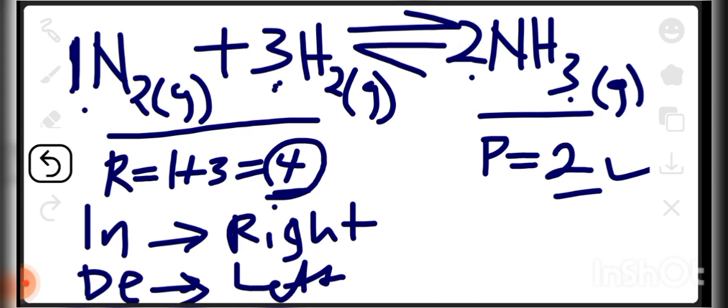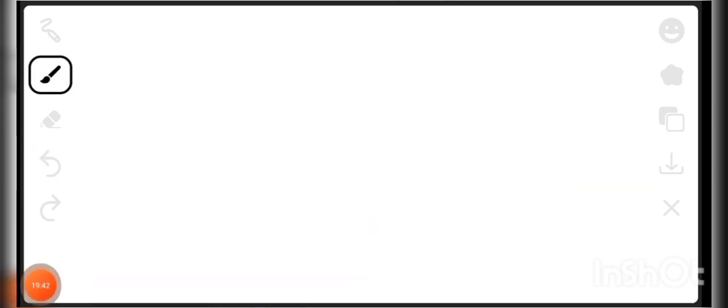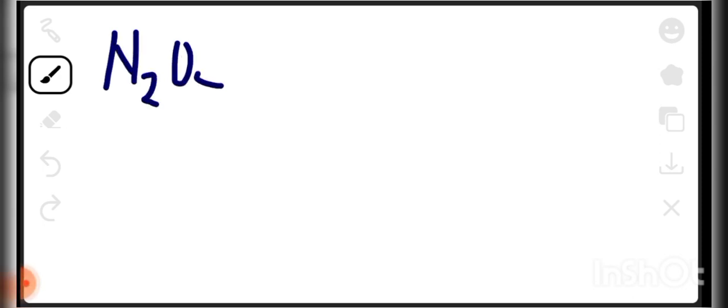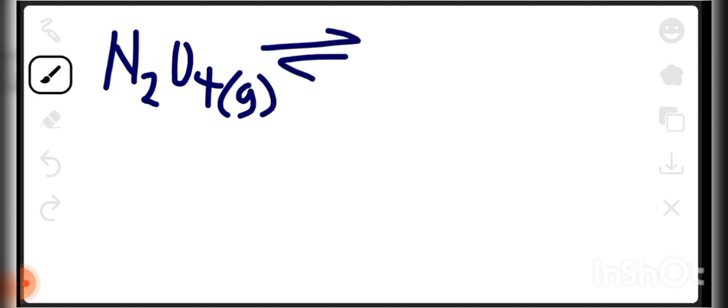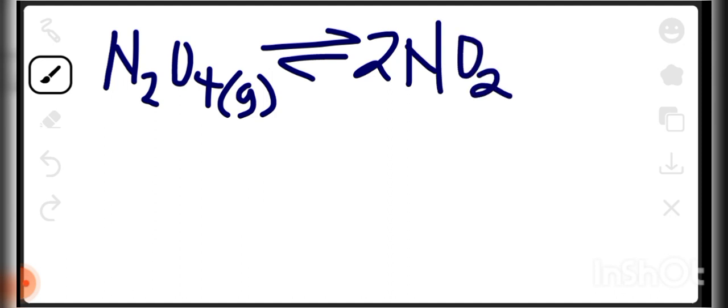Let me look at another one so that you get it better. All right, now let's look at this question. Let's say we have N2O4 gaseous to form 2NO2 gaseous. Let's say we have this.